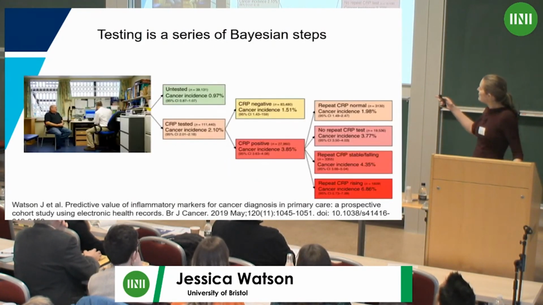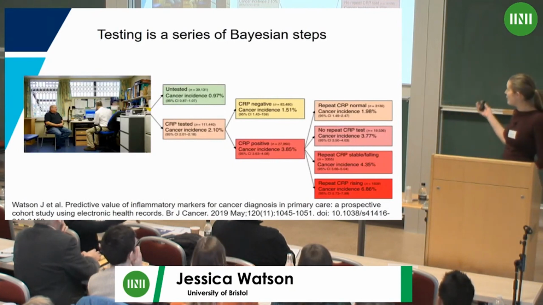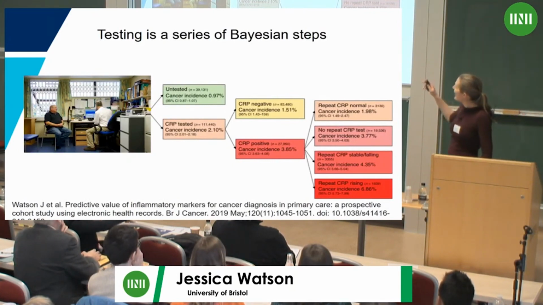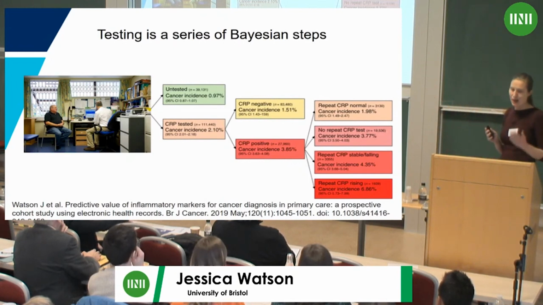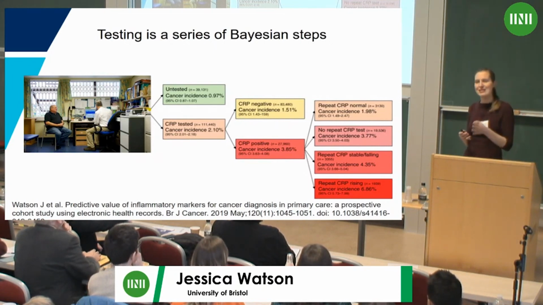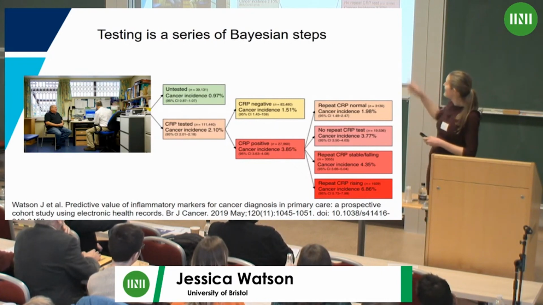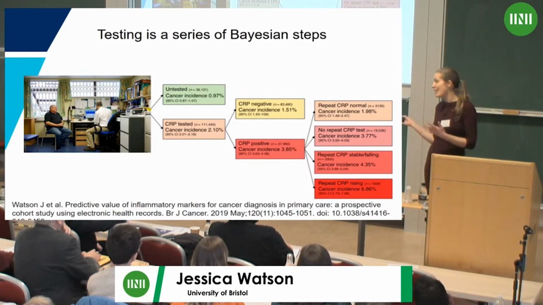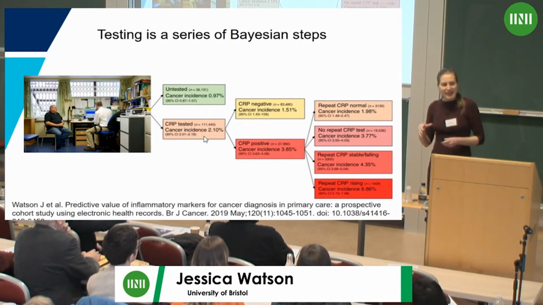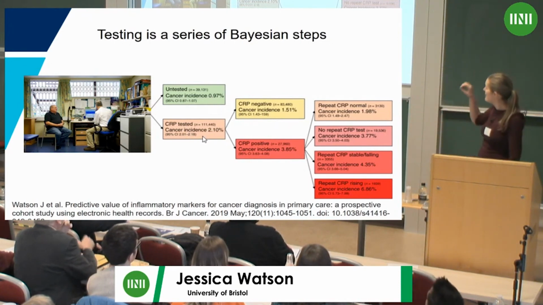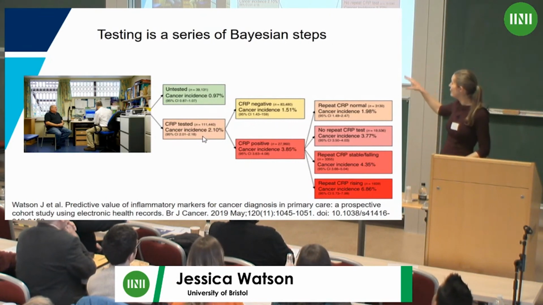And what's interesting is we can see when we look at the data on CRP, this is data from my own PhD, and looking at cancer incidence, it really illustrates how blood testing involves a series of Bayesian steps. And actually the first Bayesian step is that actual decision to test in the first place. So you can see in the untested population there, the cancer incidence around 1%. The mere fact that a test is done roughly doubles that risk. So in the tested population, cancer risk is increased.